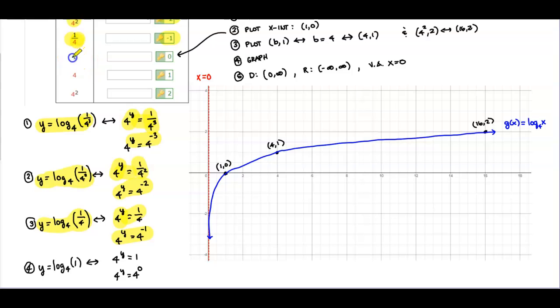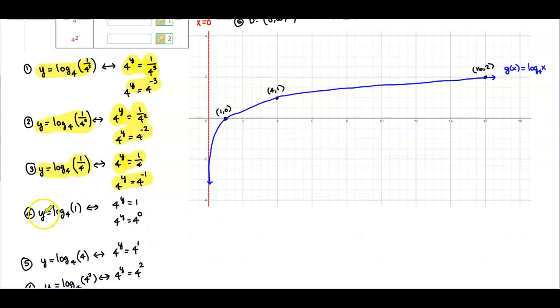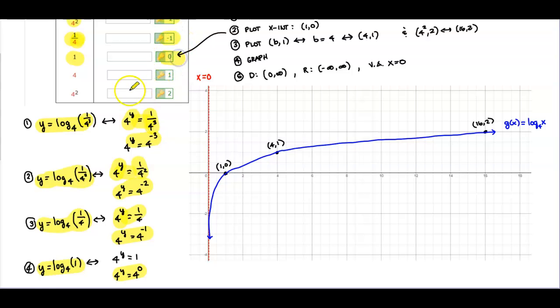Okay, next we're going to plug in the value of 1. So if we plug in the value of 1, again rewriting this in exponential form, we say that y is the exponent on base 4 to get 1. Basically it's saying, okay, how are we going to get 1 so it has a base of 4? Well, anything to the 0 power is going to give you 1. So we can rewrite this as 4 to the 0 power, which then means that the value of that exponent would be y equals 0. So therefore, that's how we get 0.